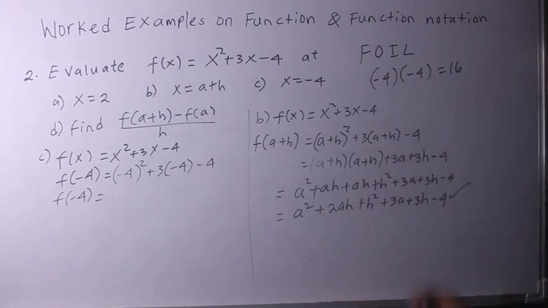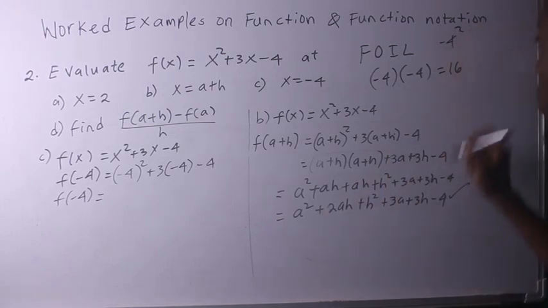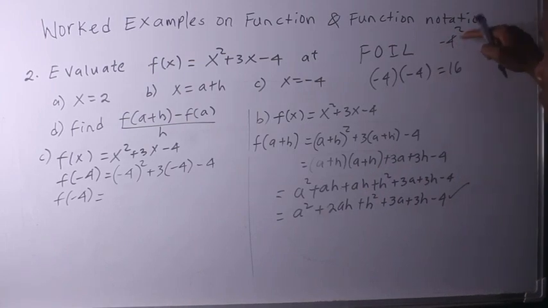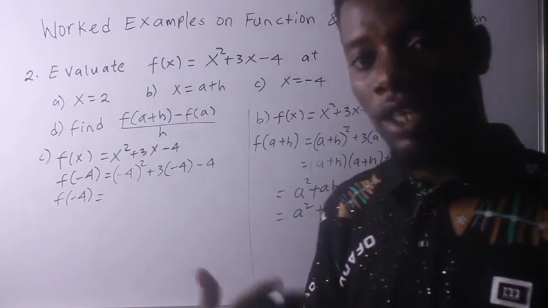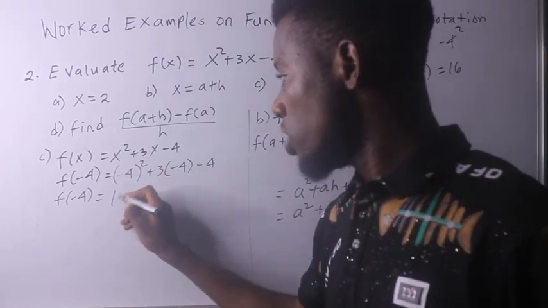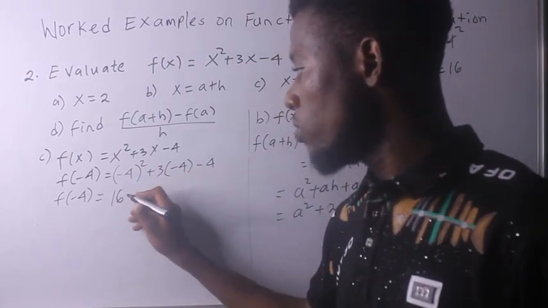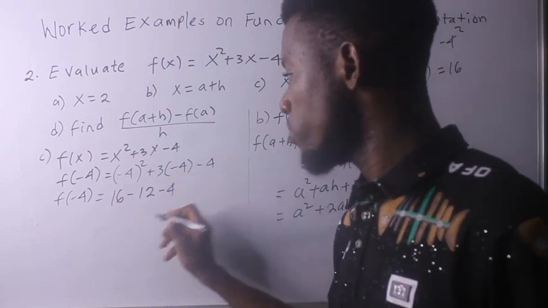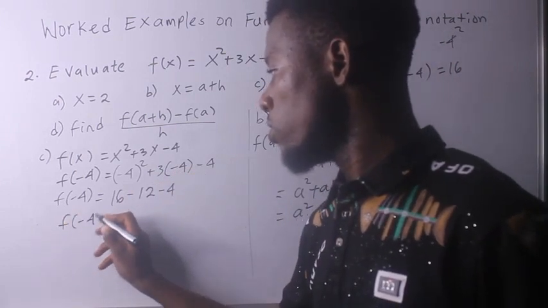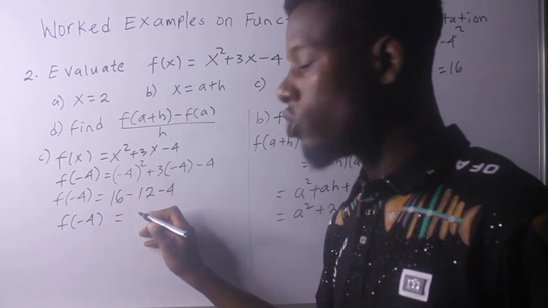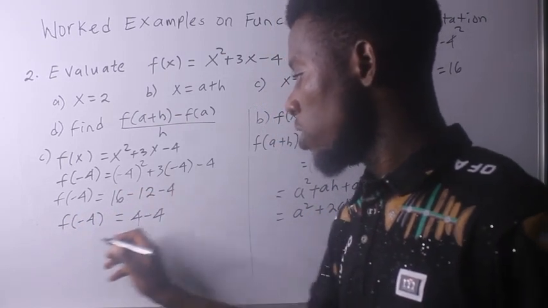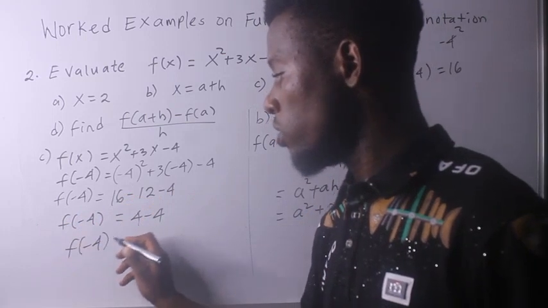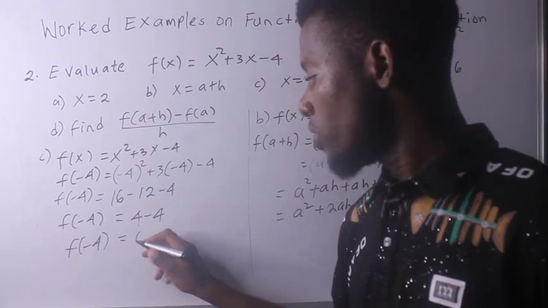And that is different from negative 4 squared. In this case, the square is not affecting the negative. In the other case, it's affecting the negative. Great. So this is 16. 3 times negative 4 is minus 12, and then minus 4. So f of minus 4 is equal to 16 minus 12, that's 4. And then we have minus 4. So f of negative 4 equals 4 minus 4, that's 0.